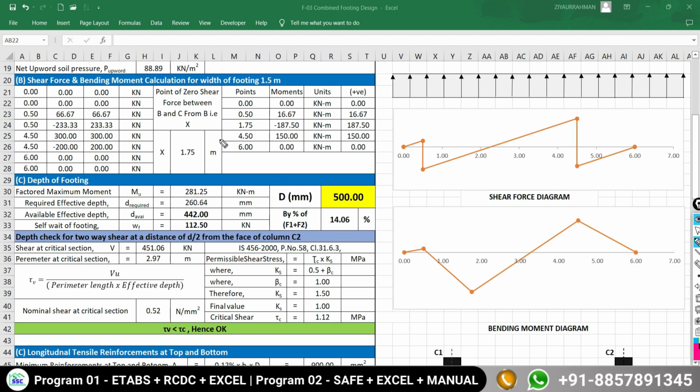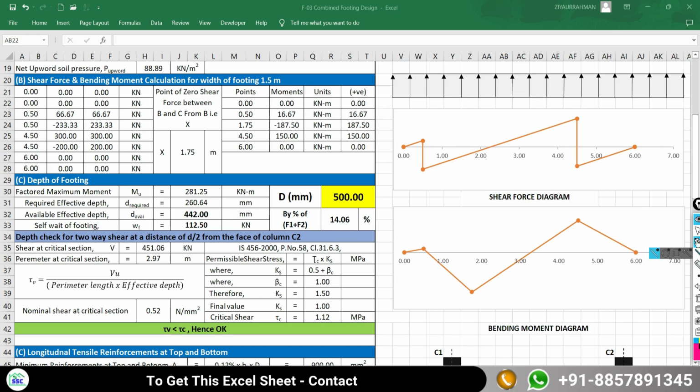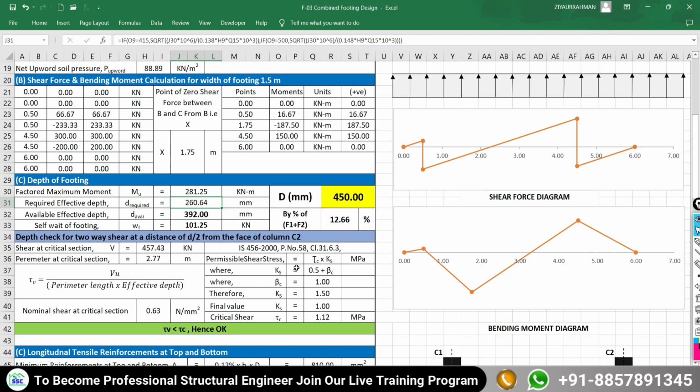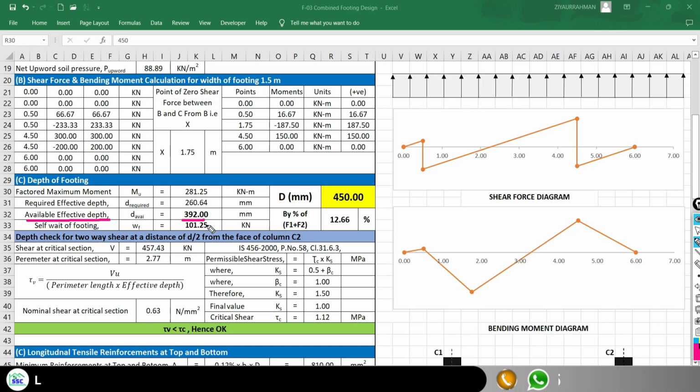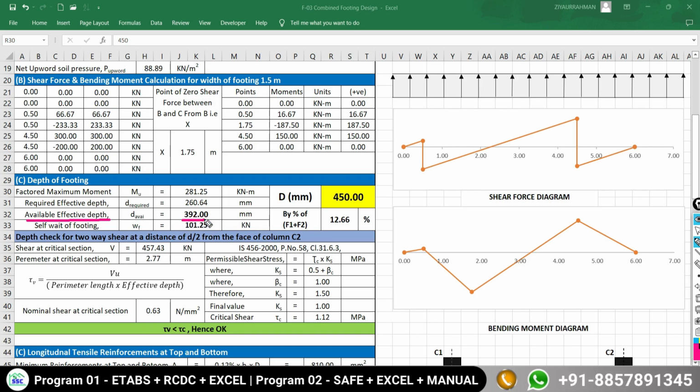So the sheet will automatically calculate all these things, and it will suggest how much the effective depth of your combined foundation should be. So 260. But here I am going to provide an overall depth of 450. If I consider 260, it may possibly fail at a later stage under the punching and one-way shear check. That's why I am going to consider the overall depth as 450. Now the available effective depth becomes 392 mm, and the required effective depth was 260, and we are going to provide an effective depth of 392. So we are on the safe side, no problem.